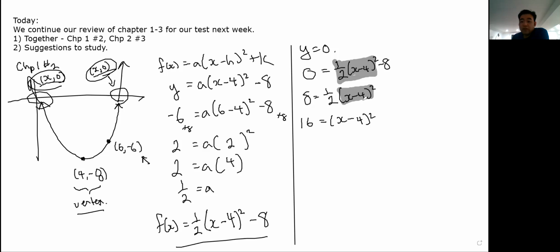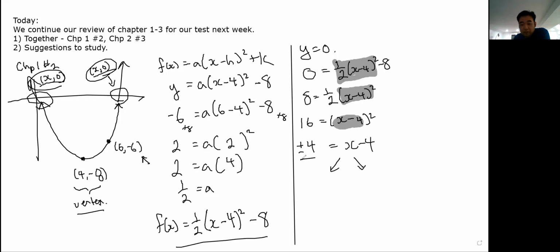Nice. Now that I got everything separated from the bracket, my next goal is to get this inside all alone. Again, I'm trying to unpackage everything to get x all alone. So how to get rid of a square? Square root both sides. And when I square root both sides, the 16 becomes a plus or a minus 4. So now I have two answers.